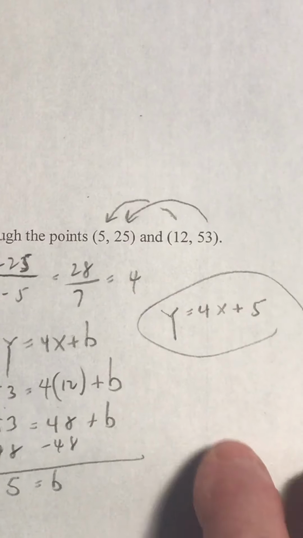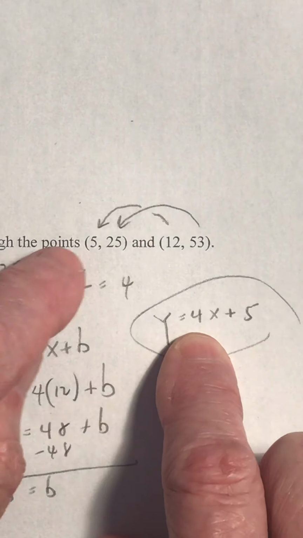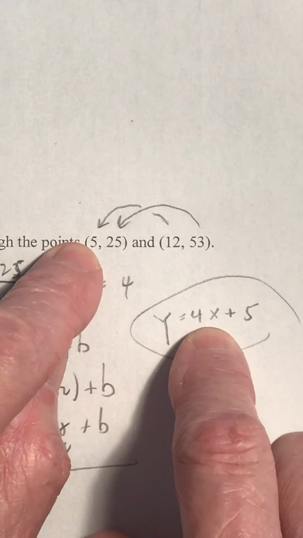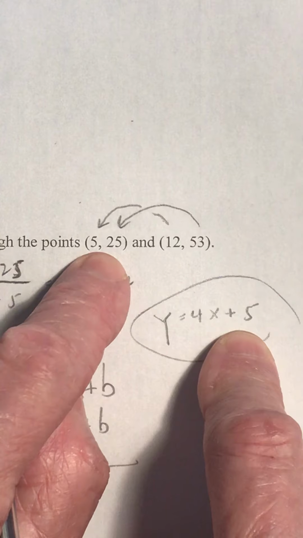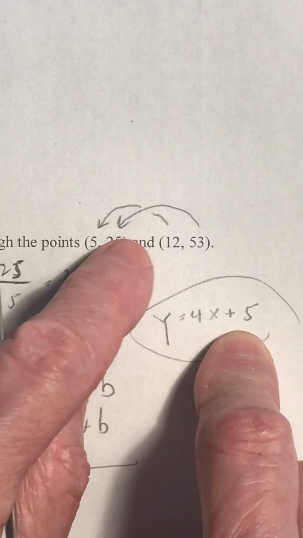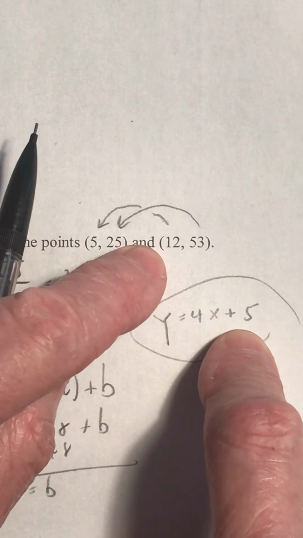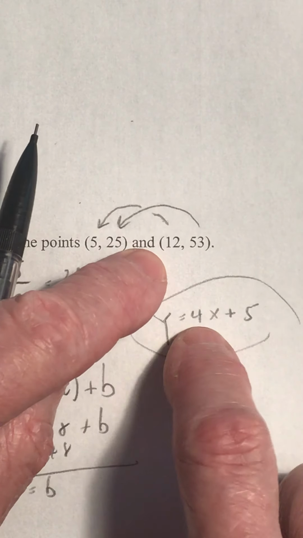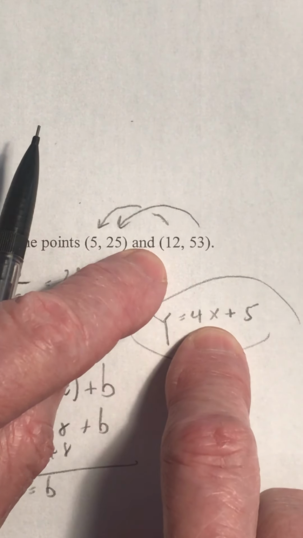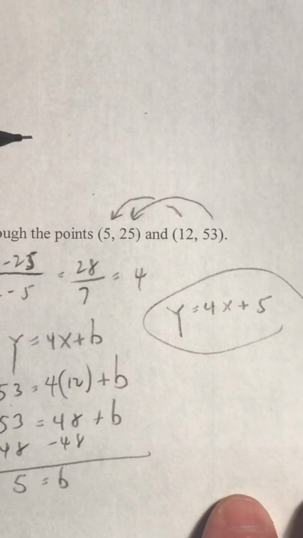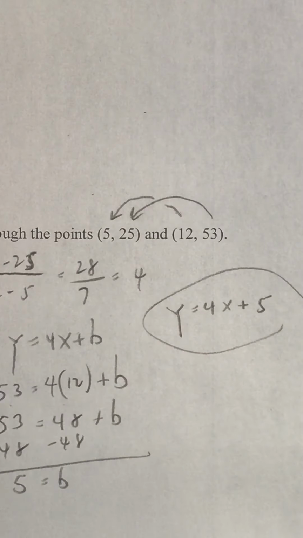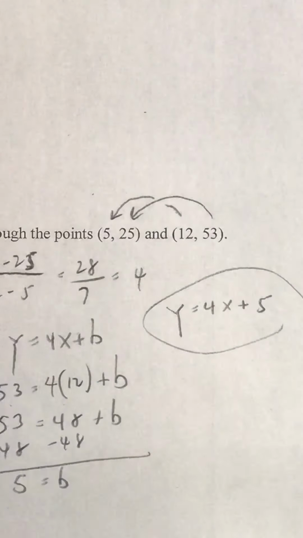And if I want to check that, it's easy enough. Plug in a 5 for x. What do you get? 4 times 5 is 20 plus 5. You get the y value that you're supposed to, 25. And then do the same thing, because it has to work for both points. Plug in the 12. 4 times 12 is 48. 48 plus 5, 53. So it's all doing what it's supposed to do. That's correct. That's the end of page 3.